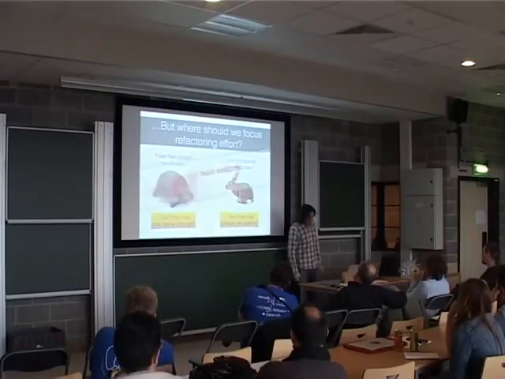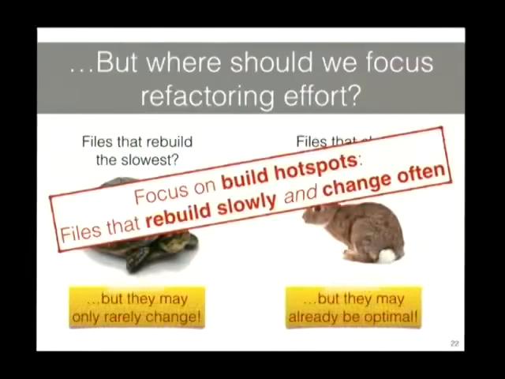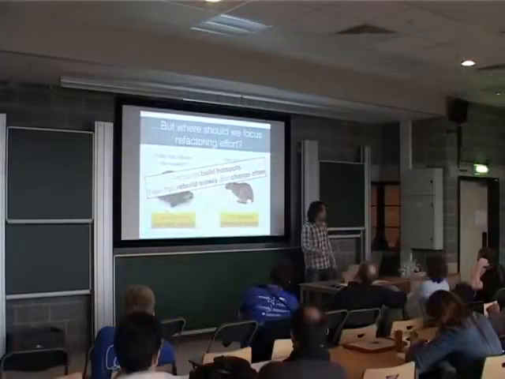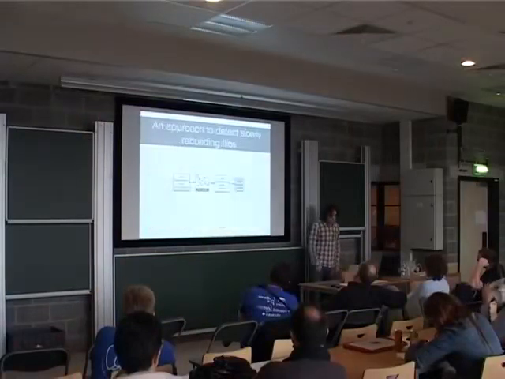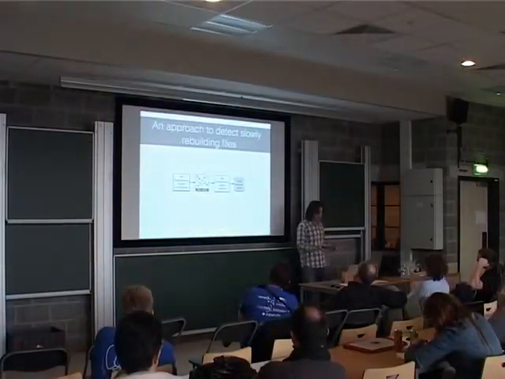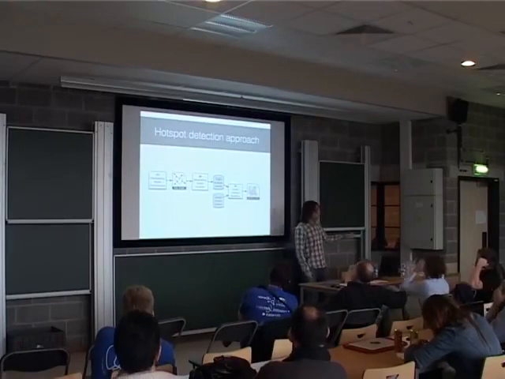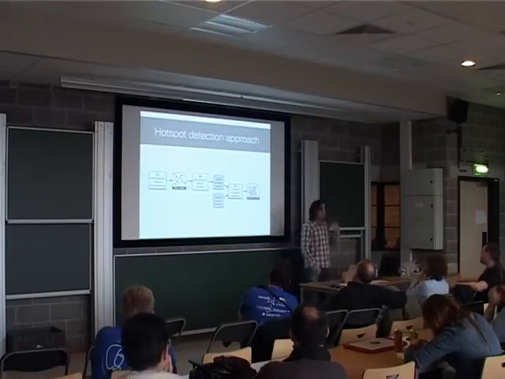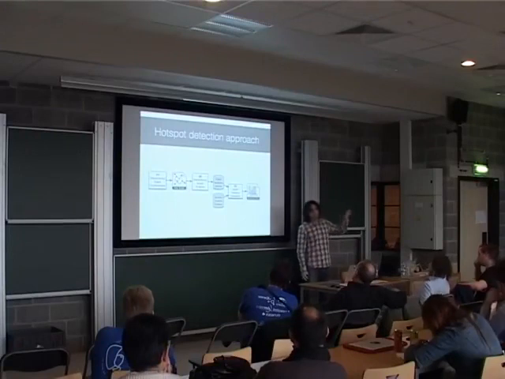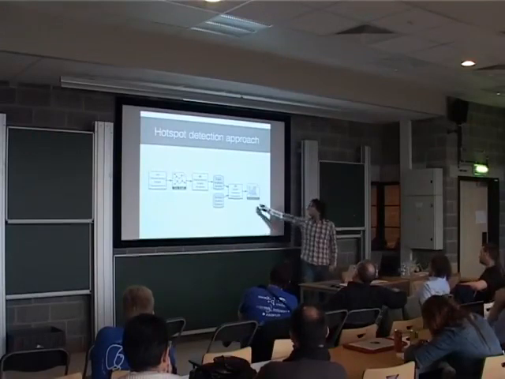So what we suggest is that instead of trying one or the other, you should focus on both. So we call these files build hotspots. They're the files that rebuild slowly, but also they change frequently, so people have to pay that cost of rebuilding a lot. So we took this two-step approach that we originally had and turned it into a three-step approach. So we added a third step where we took the version control stats that we mined, integrated it with the stuff we pulled from the dependency graph to get what we call a quadrant plot.